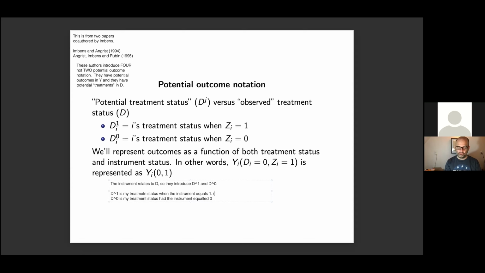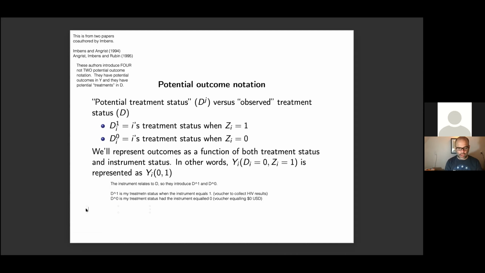Right? So, you know, a voucher to collect HIV results, a voucher equaling 0 USD, right? That's the idea. So if I got an instrument of $0, then my treatment status is a potential treatment status of D0. But had I gotten any dollars, I would have been given an instrument of 1, and my treatment status would be my treatment in a world where I got the instrument.